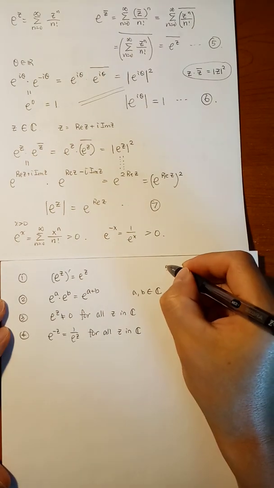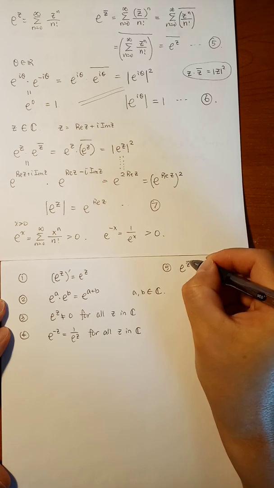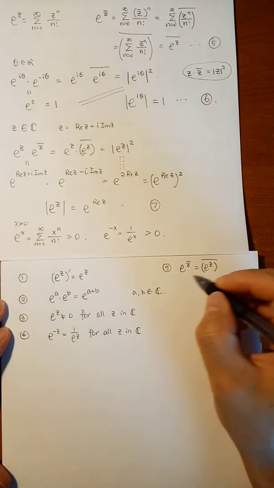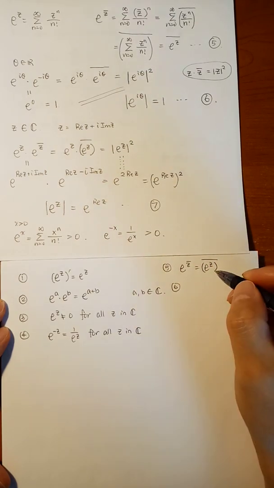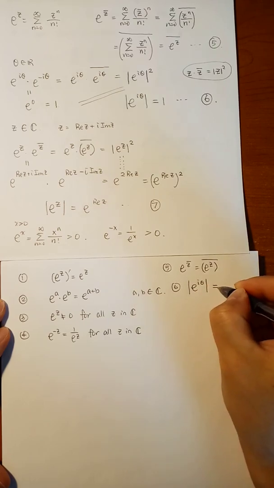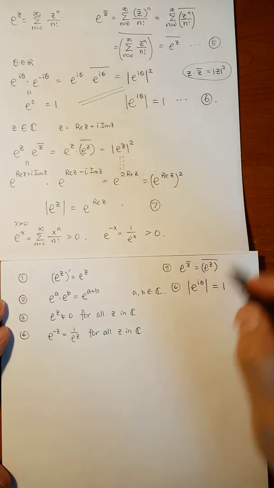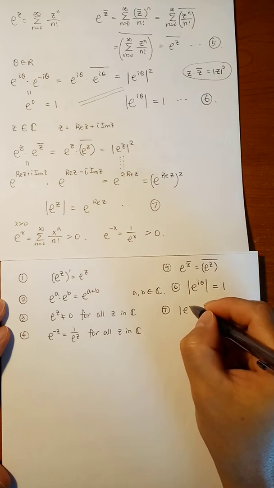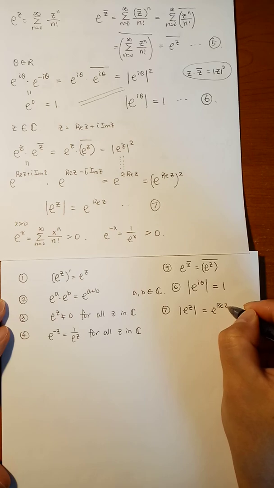Number 5, where's number 5? Number 5 is here. e to z bar is e to z, the whole quantity bar. It's compatible with complex conjugation. Number 6, e to i theta modulus is equal to 1. Number 7, e to z modulus is equal to e to the real part of z.